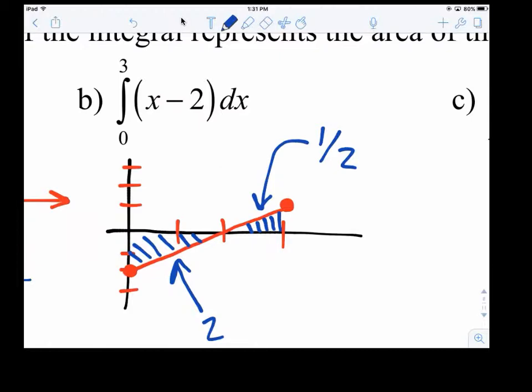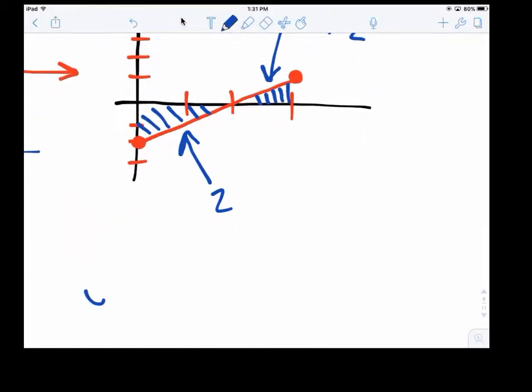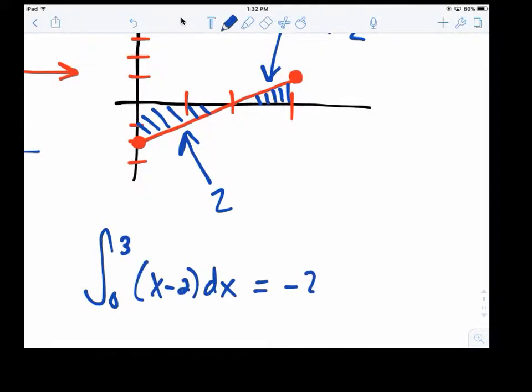Say again? Good. So the integral going from 0 to 3 of x minus 2 dx would be -2 plus 1/2, which is -3/2.